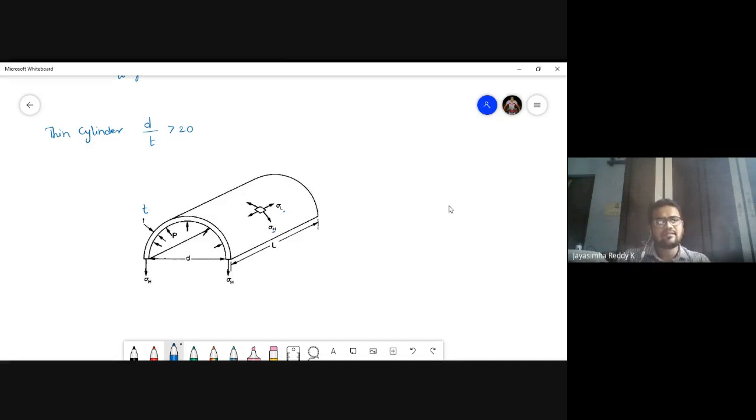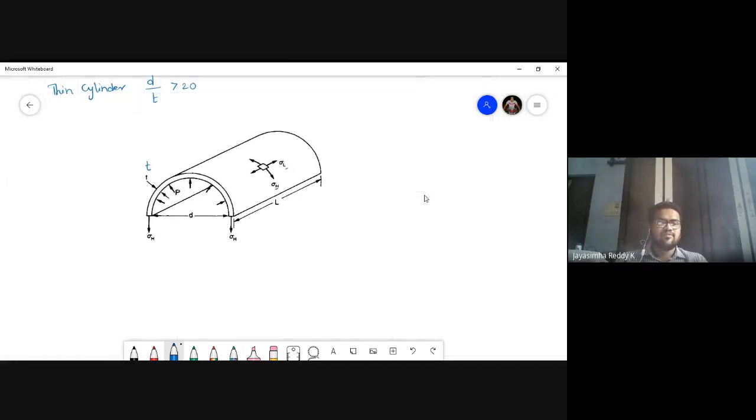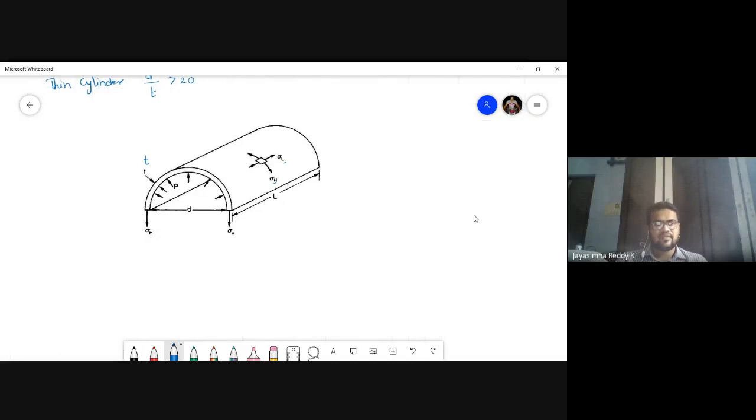Now let us write the equilibrium of forces in vertical direction, students. Equilibrium of forces in vertical direction.